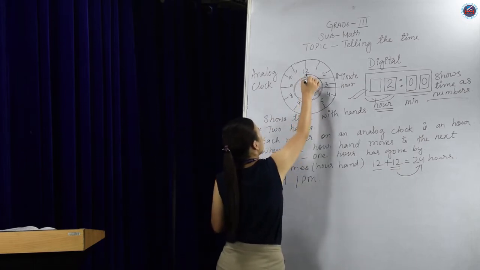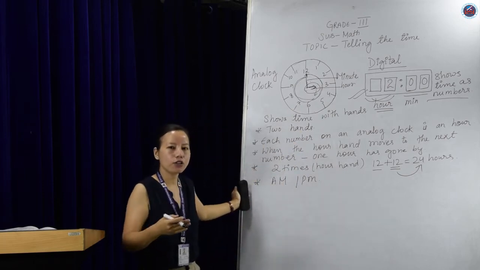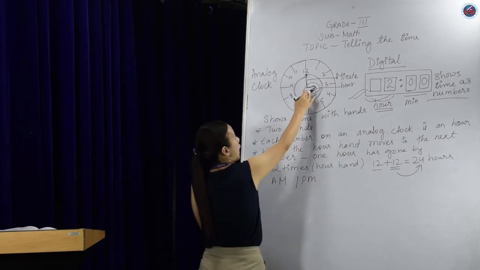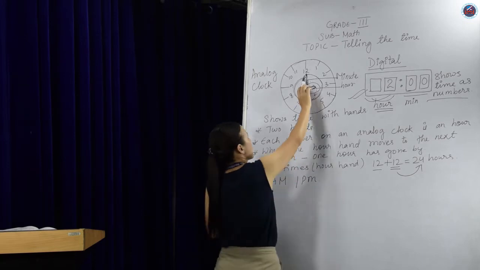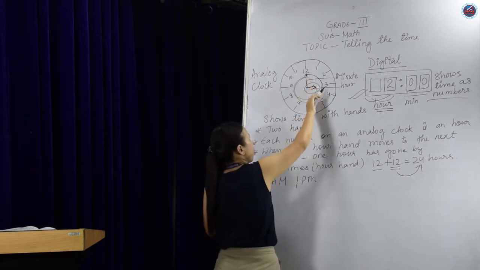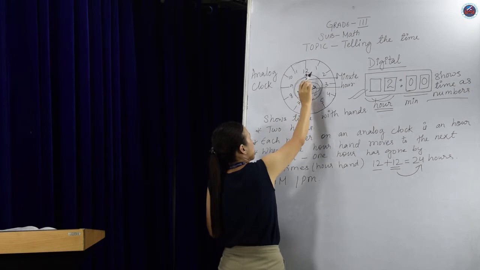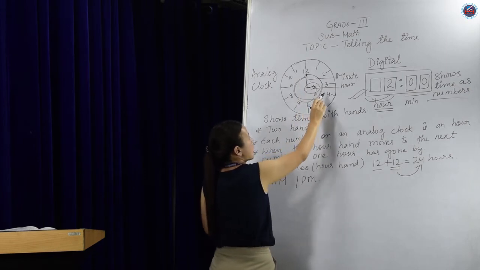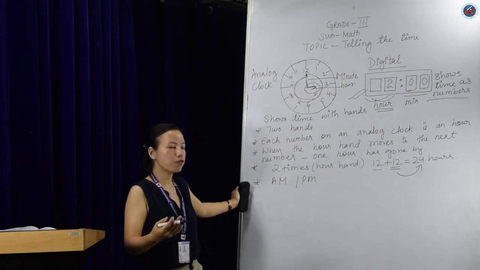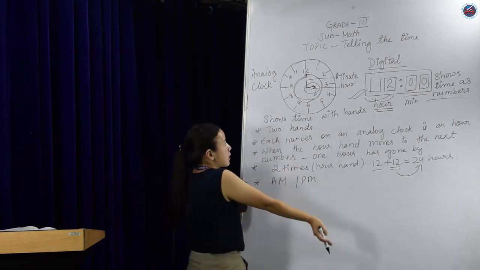Now this minute hand also moves. As the minute hand moves, the hour hand also moves slowly. So when the minute hand goes all the way around the clock, the hour hand slowly moves on to the next number.